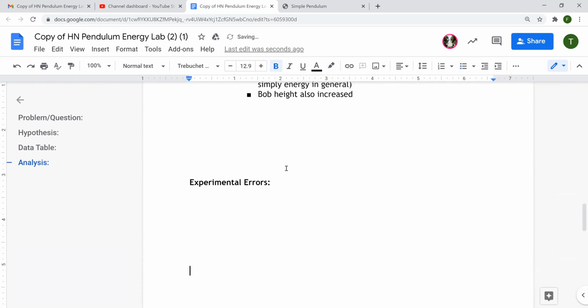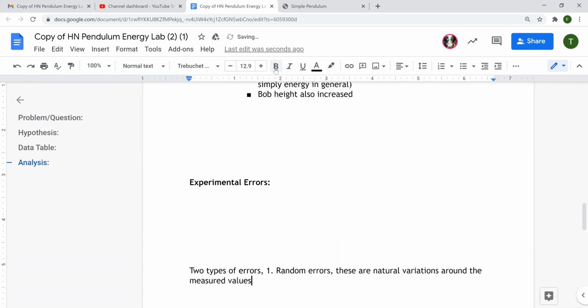These don't have to be long. I don't know what they're telling you in class, but they don't have to be long. So there's two types of errors. The first is random errors, and these are natural variations around the measured values.